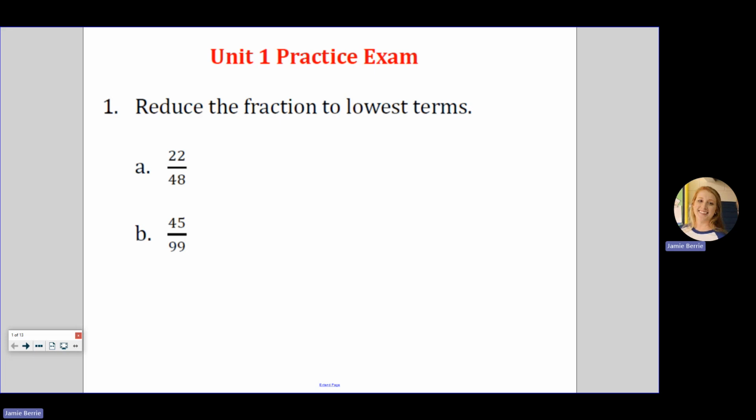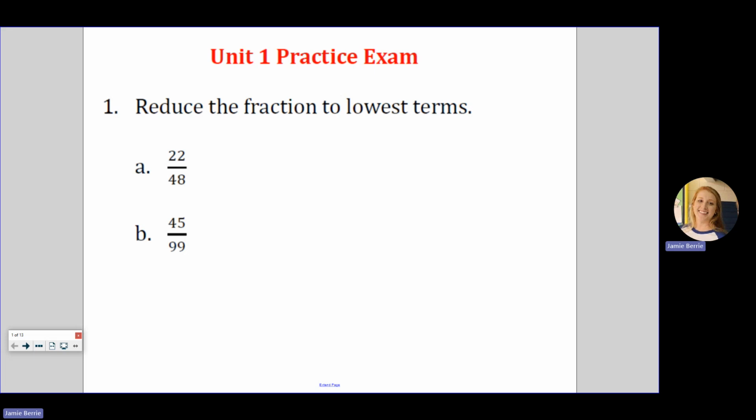All right, so let's practice reducing fractions to lowest terms. You can do this in your calculator. You don't have to show work. The advantage of showing work is that I can give you partial credit. So if you show work, I can give you partial credit if something messes up. If you don't show work, there's no partial credit.